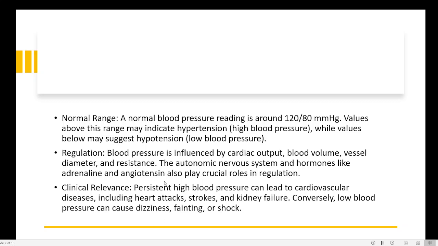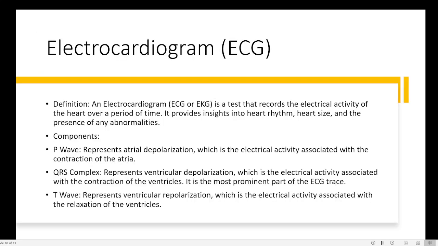Then what is the clinical relevance? As I already mentioned, persistent high blood pressure can lead to cardiovascular disease, heart attack, stroke, and kidney failure. So the heart and the kidney are the main organs affected by high blood pressure. Similarly, very low blood pressure can cause dizziness, then fainting and also shock. So these are some of the problems associated with low blood pressure as well as high blood pressure.